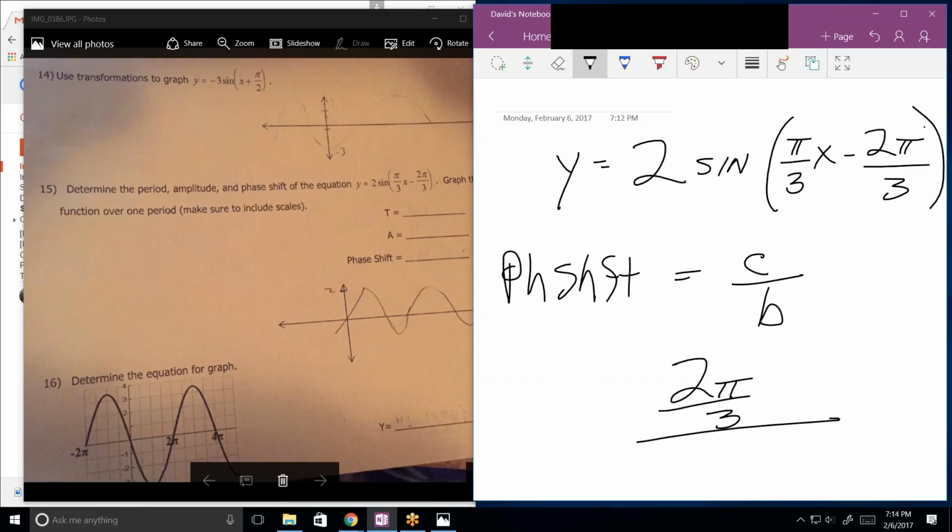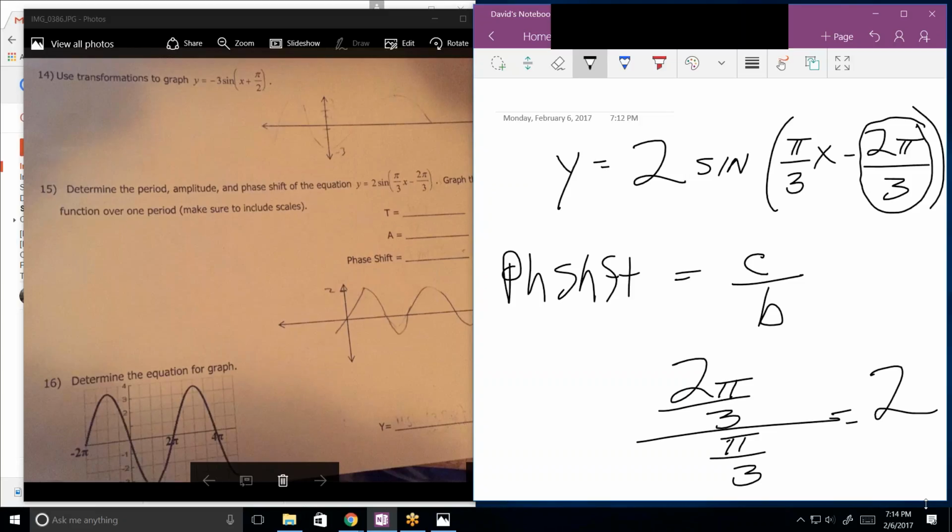And the phase shift is C, which is that, divided by B, which is pi over 3. If I flip and multiply, I'm left with 2. That's the phase shift. Yeah, because the pi and then the 3 cancel out. And it's a positive 2. Well, it's a positive 2, but more specifically, it's a phase shift to the right of 2 units.